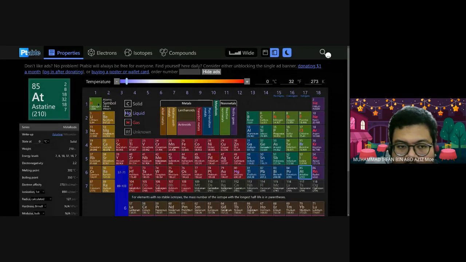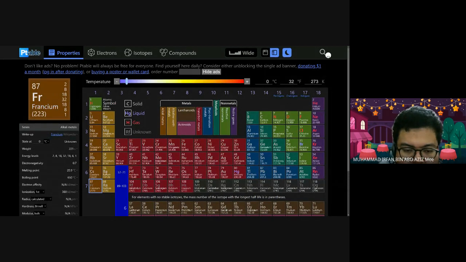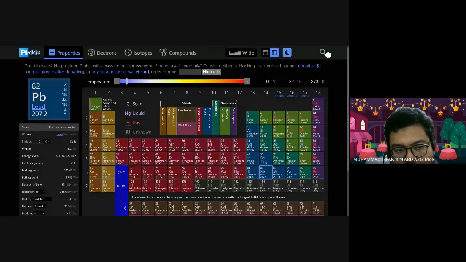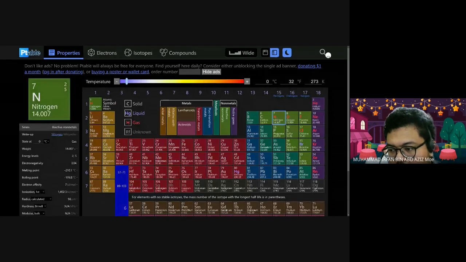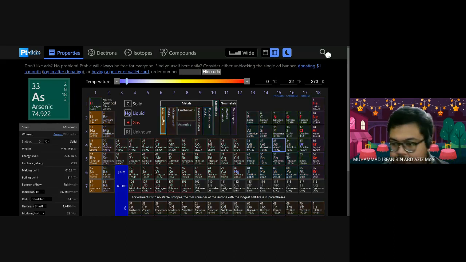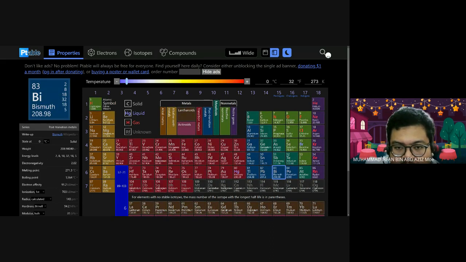But for group 1, every element in group 1 can donate 1 electron, no matter which period it is in. Same as group 2 and group 13. Group 14 depends on the element. Tin and lead can donate 4 electrons. But nitrogen needs to gain 3 electrons, and phosphorus needs 3 more electrons. Arsenic is a semi-metal, so it is mostly covalent. But bismuth is a metal, so it can donate 5 electrons. So you need to know which one is which.